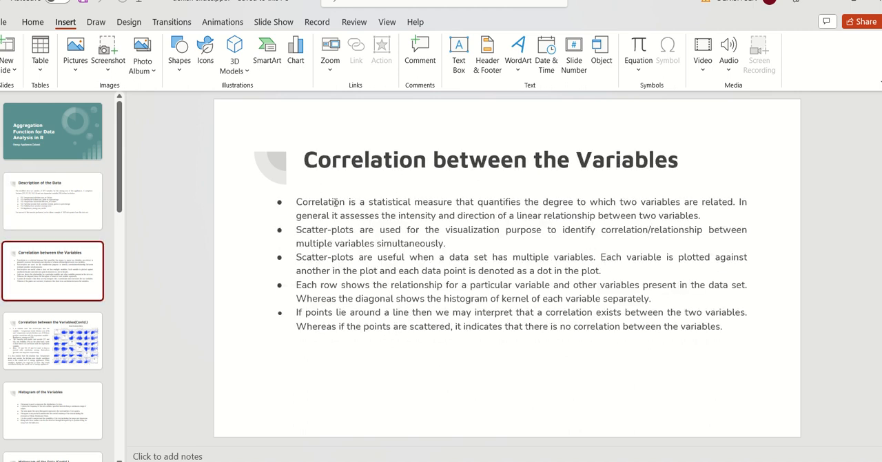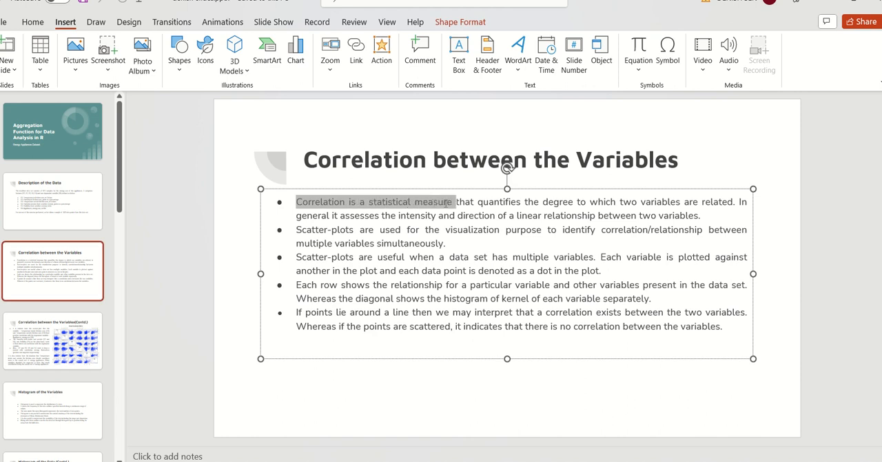Correlation between the variables. Correlation is a statistical measure that quantifies the degree to which two variables are related. Scatter plots are used for visualization. Scatter plots are useful when data has multiple variables. Each row shows the relationship for a particular variable and other variables present in the data set. If points lie around a line, then we may interpret that a correlation exists between the two variables, whereas if the points are scattered, it indicates that there is no correlation between the variables.